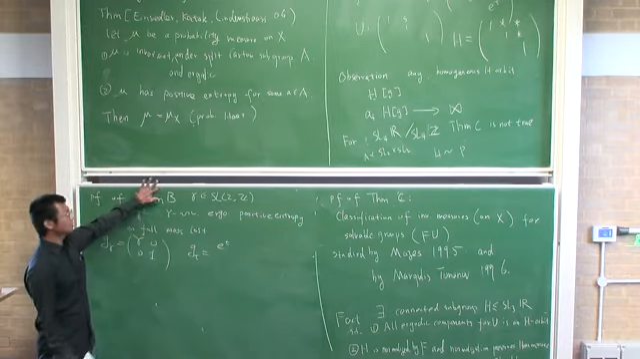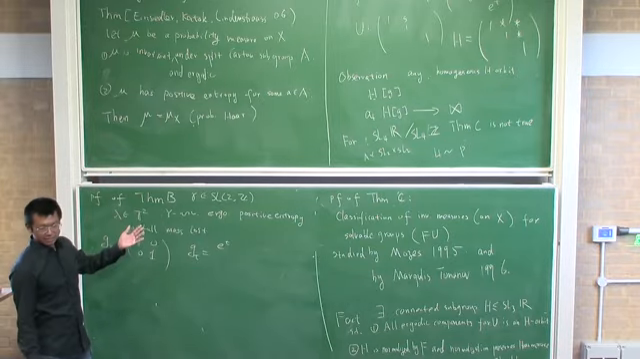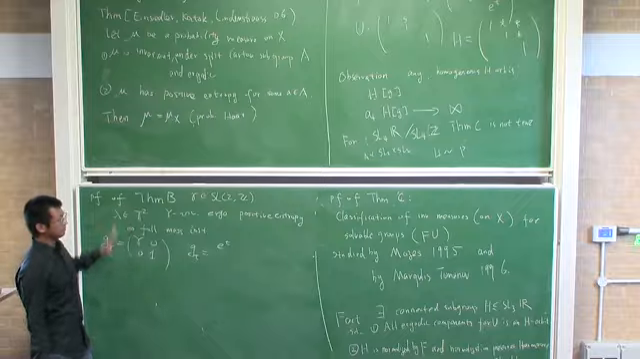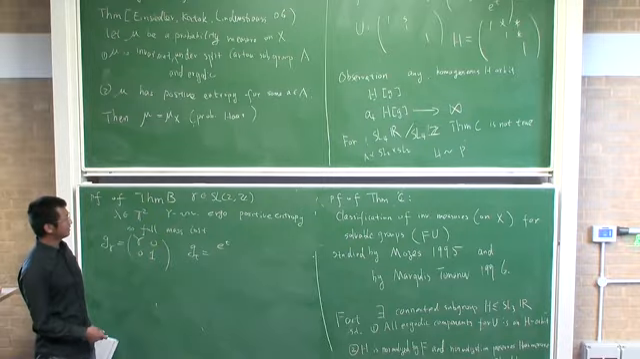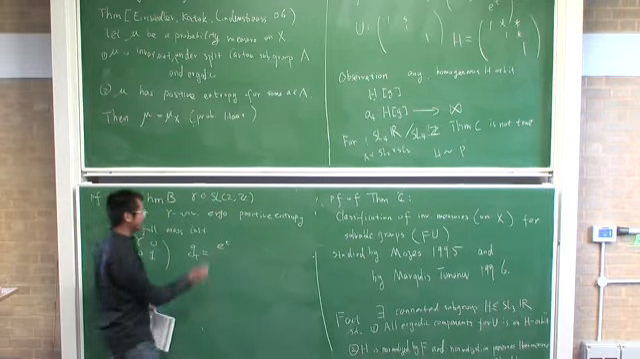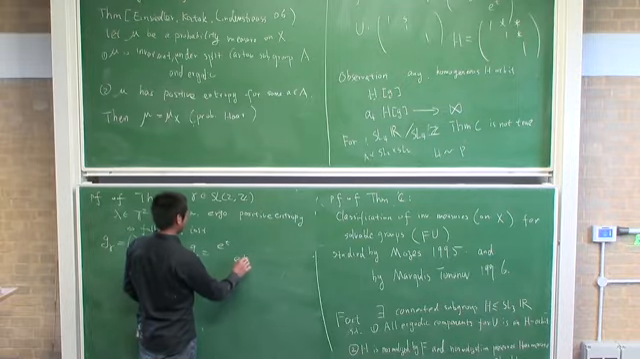Theorem B says that lambda almost every point is Dirichlet non-improvable. Basically, we're going to prove the equidistribution. Let me just say that.